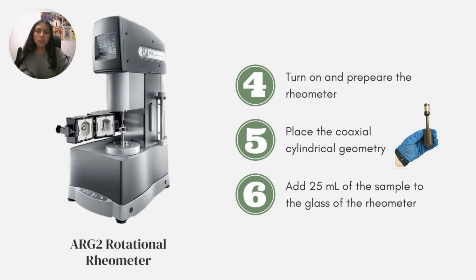Now we move on to the rheometer, which is the laboratory device that we use to measure the viscosity. First, we have to turn on and prepare the rheometer, then place the coaxial cylindrical geometry, and then add 25 milliliters of the sample to the glass of the rheometer.